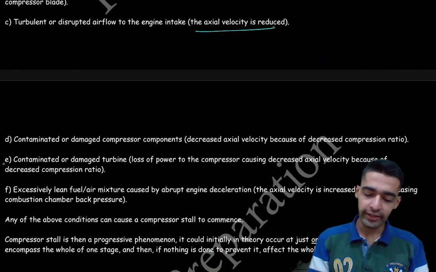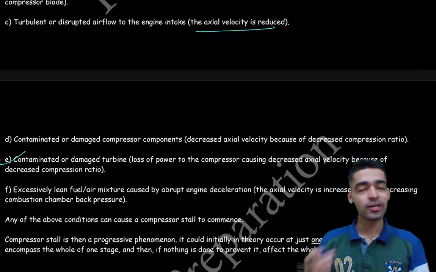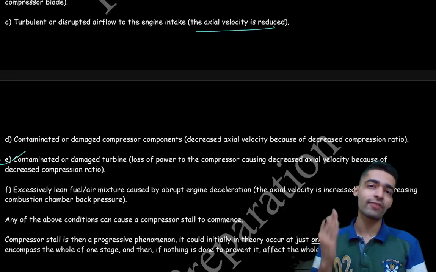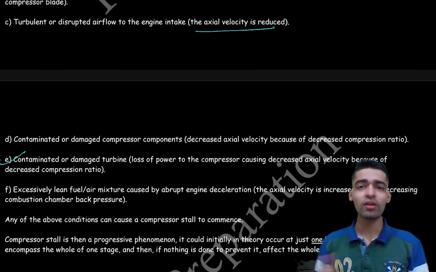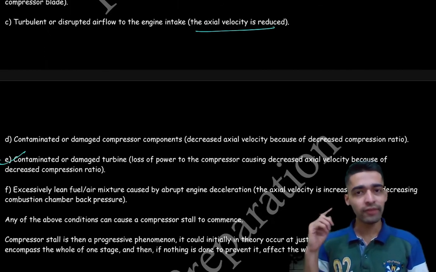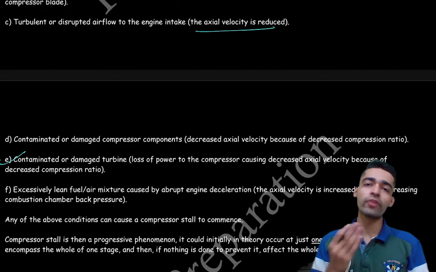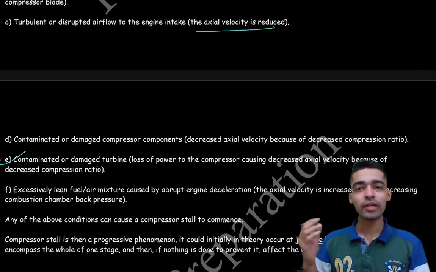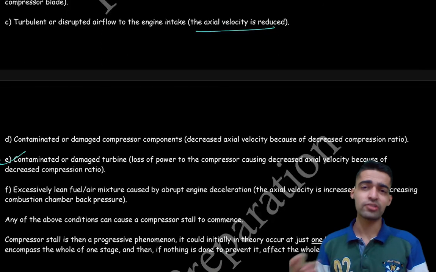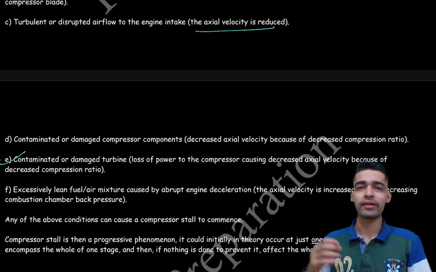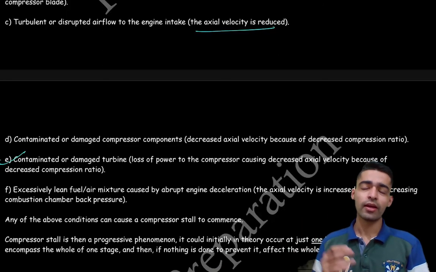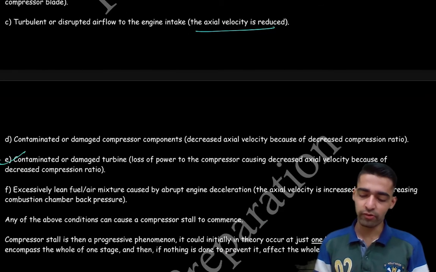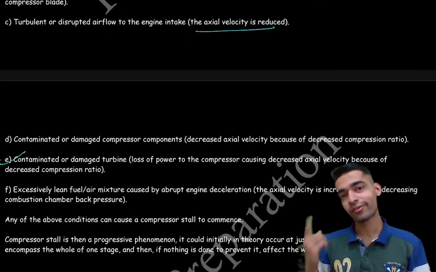Then we come to point E, contaminated or damaged turbine. Just like a damaged compressor will lead to a stall, a damaged turbine will too, because if the turbine does not rotate, how will the compressor rotate? If the turbine is getting damaged, or contaminated by dust particles or seawater, then the efficiency of the turbine will decrease, and because of that, the rotational speed will also decrease, and that will lead to compressor stall.